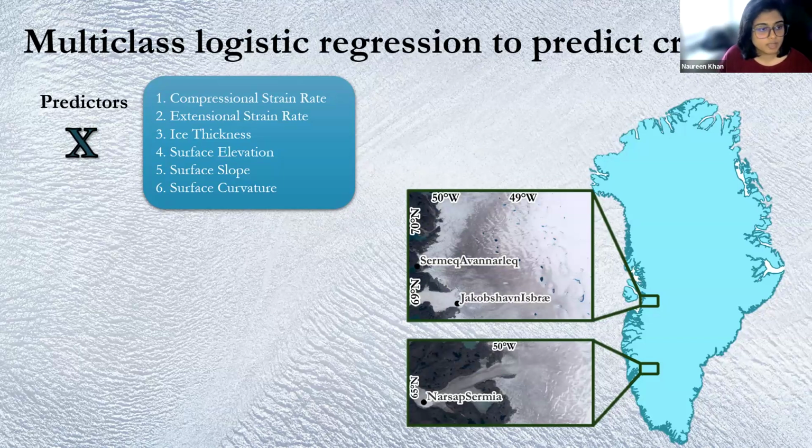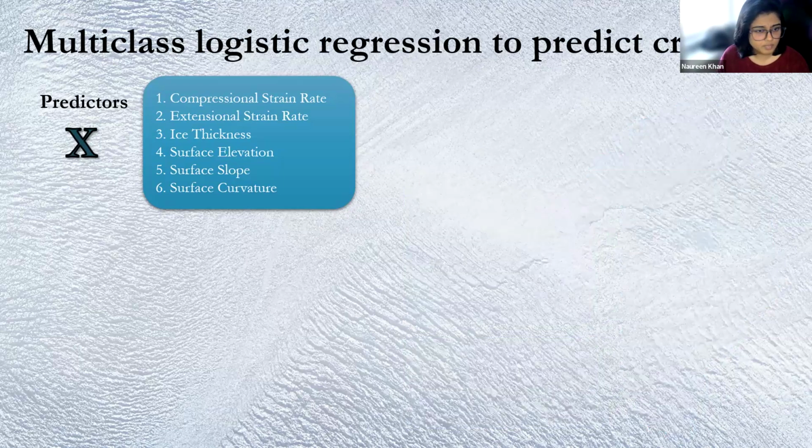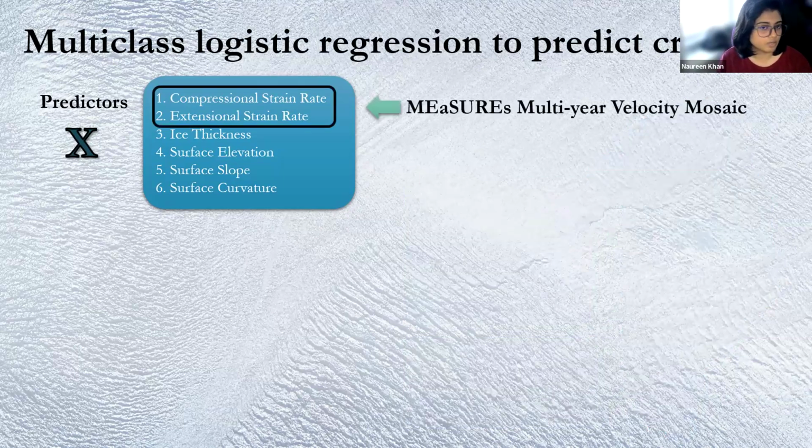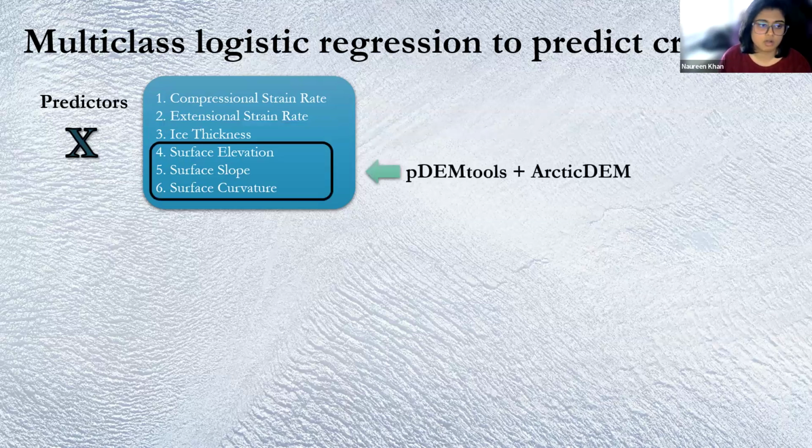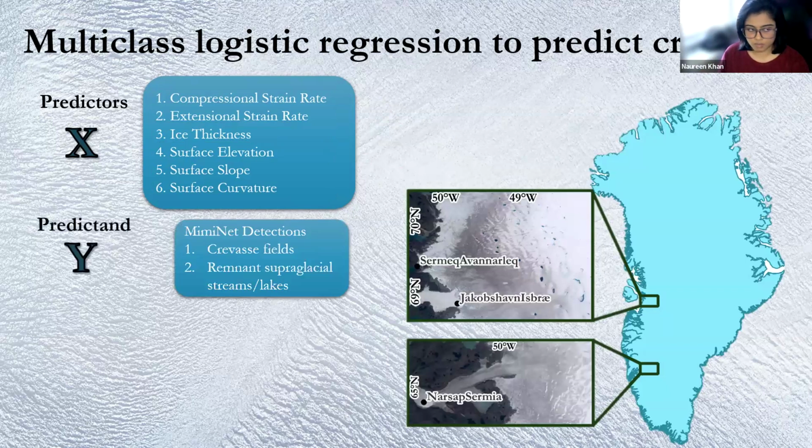We have our principal strain rates, ice surface thickness, ice surface elevation, ice surface slope, and surface curvature. The strain rates are calculated from the multi-year velocity mosaic, so they give a snapshot of strain rates of the area. We get the ice thickness from BedMachine, and elevation, slope, and curvature all come from a wonderful tool created by Tom Chudley, PDM tools, which uses ArcticDEM to calculate all these variables, minimizing any noise and filtering the ArcticDEM strips. And after we have these variables, we go back to the MimiNet detections that I showed you earlier.